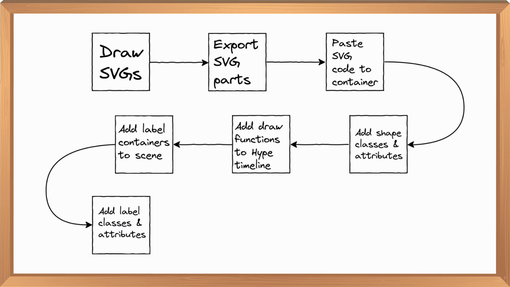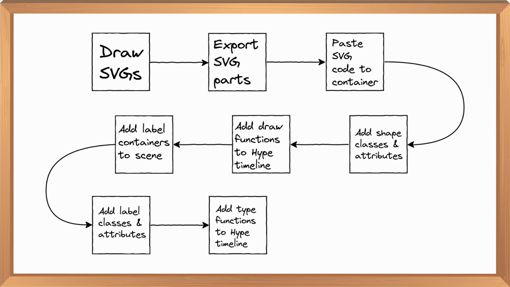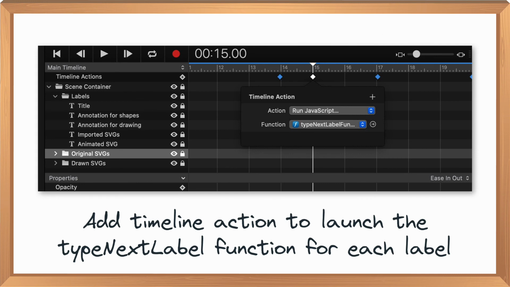The last step in our development workflow is to add a set of functions that type these labels to the timeline. Predictably, this function is called typeNextLabel. It works in a very similar way to the drawNextShape function we used earlier. Each time this function is reached on the timeline, it loops over all the elements in the scene with the label class and then animates the next one in line based on the type order parameter.